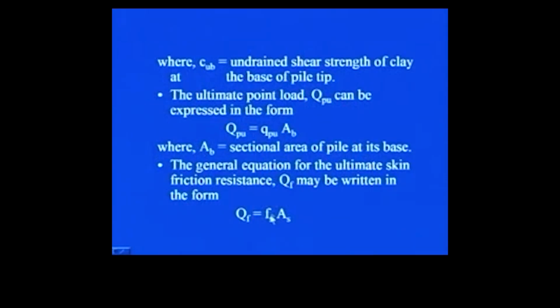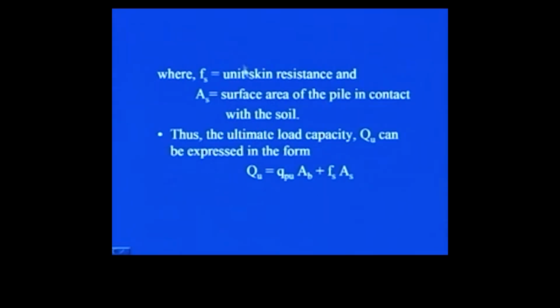As we have seen in the last class, the skin friction gets mobilized along the pile shaft. So, the surface area of the pile shaft is the area on which this fs, that is unit skin friction resistance, acts. So, fs is your unit skin friction resistance, As is the surface area of the pile in contact with the soil, because when the load is coming to the pile, there is vertical movement, and because of that shear stresses are getting generated and they are resulting into skin friction resistance. So, along this surface area of the pile which is in contact with the soil, this unit friction resistance will get developed, and if you multiply these two, you will be getting the ultimate skin friction resistance.